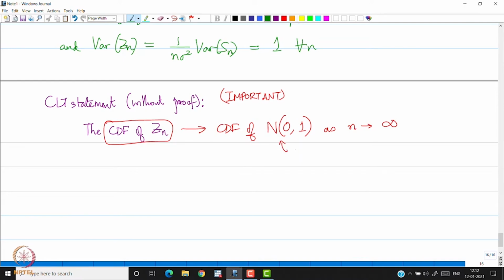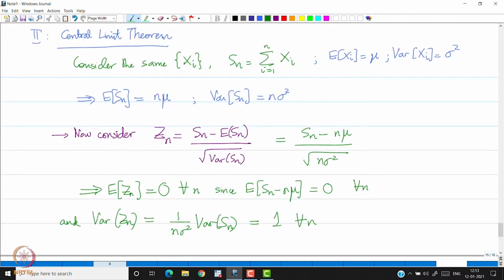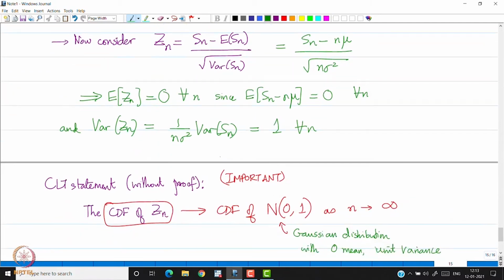This is basically a Gaussian distribution, or standard Gaussian distribution, with zero mean and unit variance. So this is one of the most important results of probability, and we are going to call this central limit theorem as CLT.